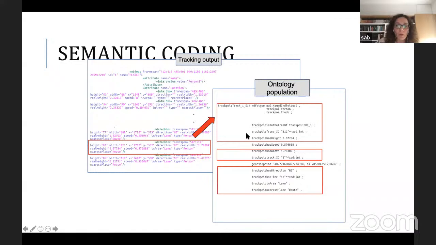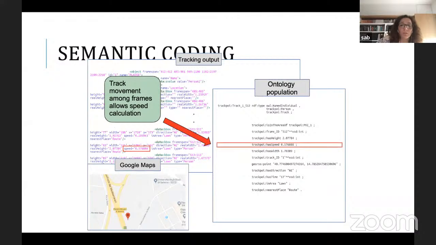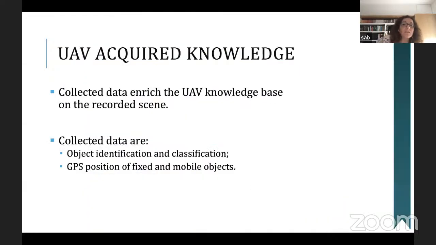Here we have other information about it. For instance, we have the size of the bounding box, the geoposition of our object, and we can calculate information on the speed by considering the speed across all the frames. All this part is just the initial coding of our basic data, our raw data that come from the tracking algorithm.